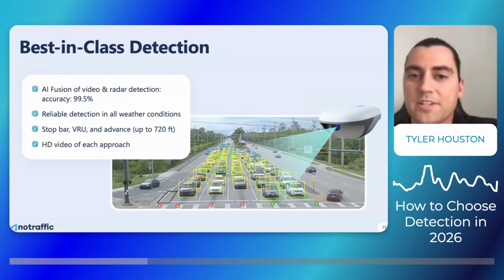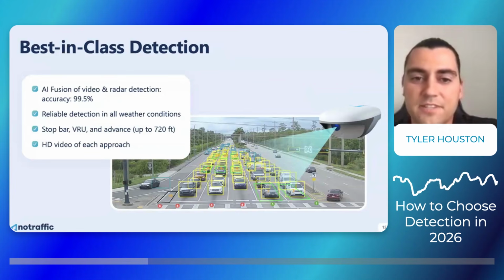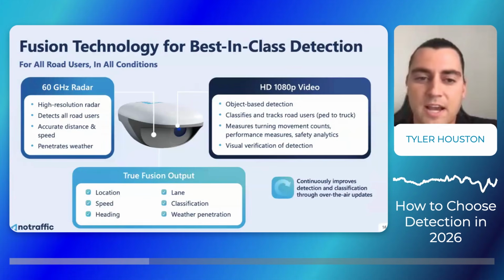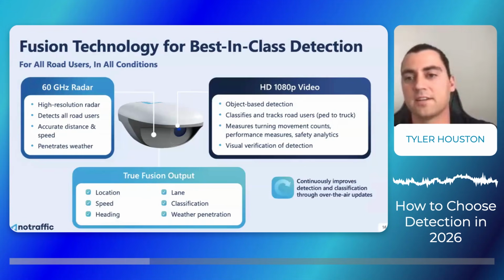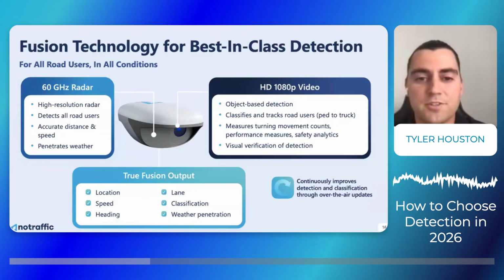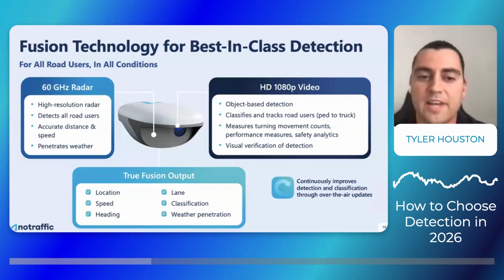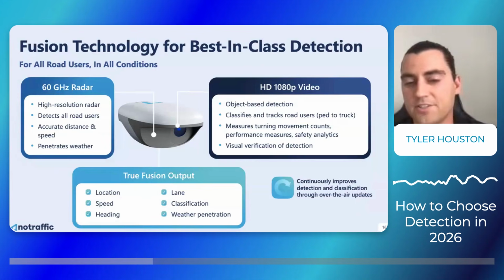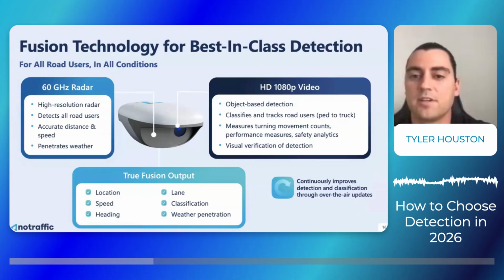Now, going a little bit deeper into the two different types of sensors, we use a 60 gigahertz radar. It's a high resolution radar, which allows us to detect all different types of road users from pedestrians all the way up to heavy vehicles. So it gives us really accurate distance and speed. And it penetrates through weather nicely to get accuracy in all different types of weather conditions.